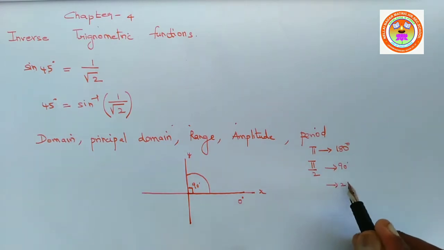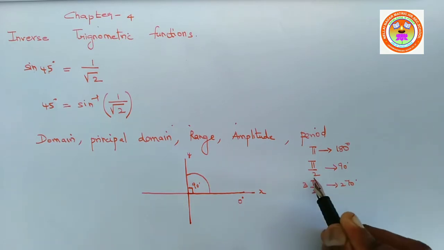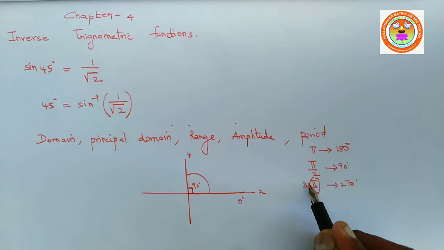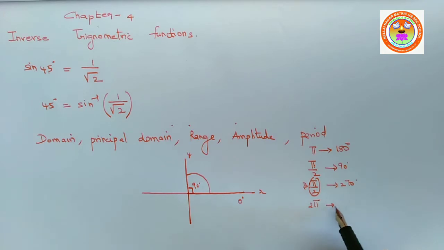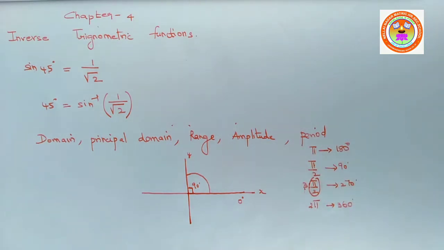If I need 270 degree, I write 3 into pi by 2, because pi by 2 is 90, and 90 into 3 is 270. Finally the angle 2 pi is 360, that is 2 into 180. These angles are given in radians, no problem: pi by 2, 3 pi by 2, 2 pi.